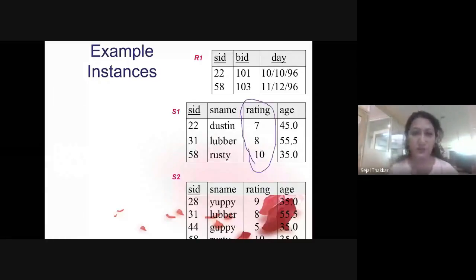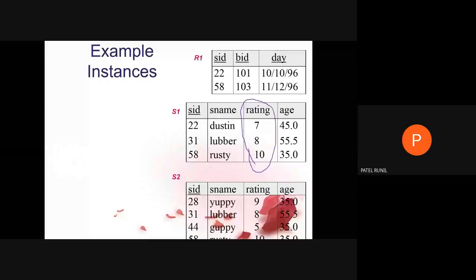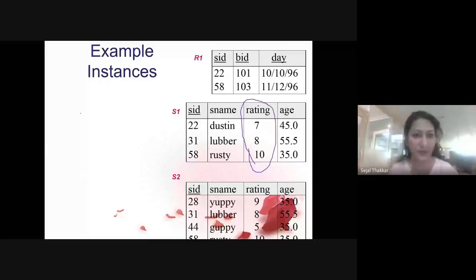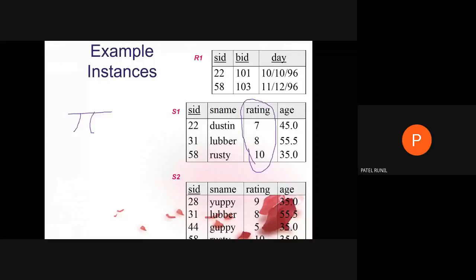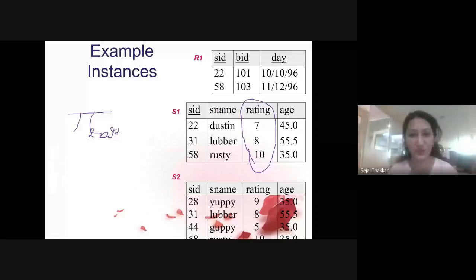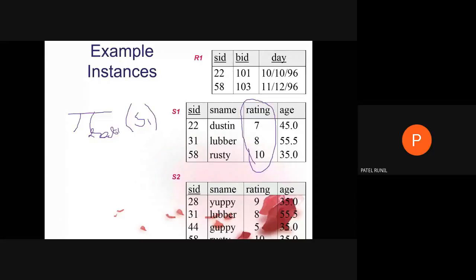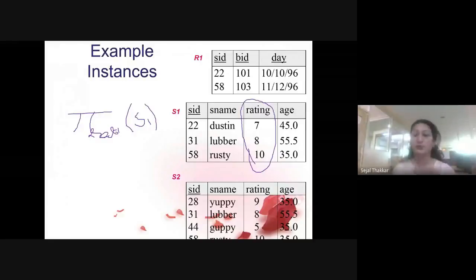And for column-wise selection, which operator are we using? Pi rating. And from which table am I selecting? S1. Okay, pi, and rating is going to be selected from S1. Very nice. Now suppose I'm interested in selecting the column age from table S2. In that case, what can I write? Pi age S2.